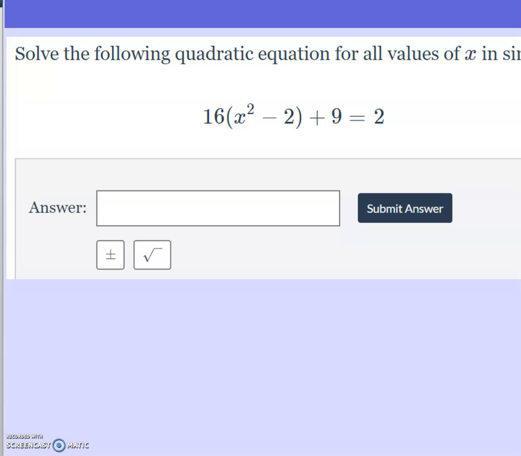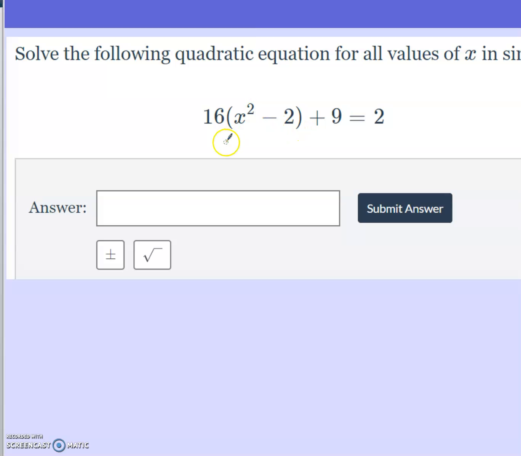And if you don't mind on this one, instead of writing out what's going to go on, I'm just going to say, look, I can see that I need to subtract 9 first, then I'll divide by 16, and then I can add 2 and then square root. Okay, so let's see what we get here.